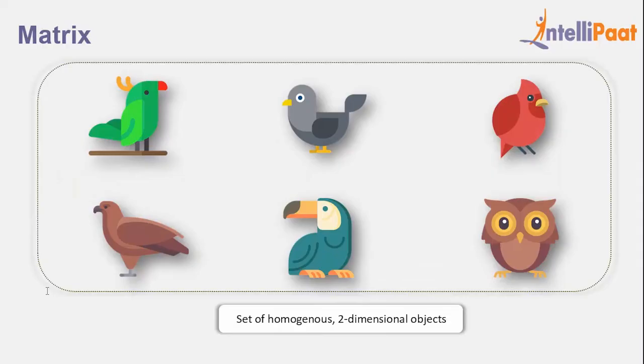Next in line is a matrix. So matrix is a homogeneous collection of elements in two-dimensional space. So over here, all of the birds are arranged in rows and columns. So now let me go ahead and implement a matrix in R.